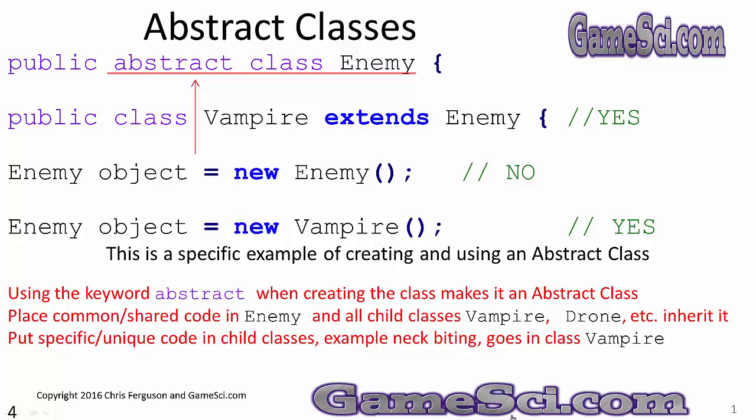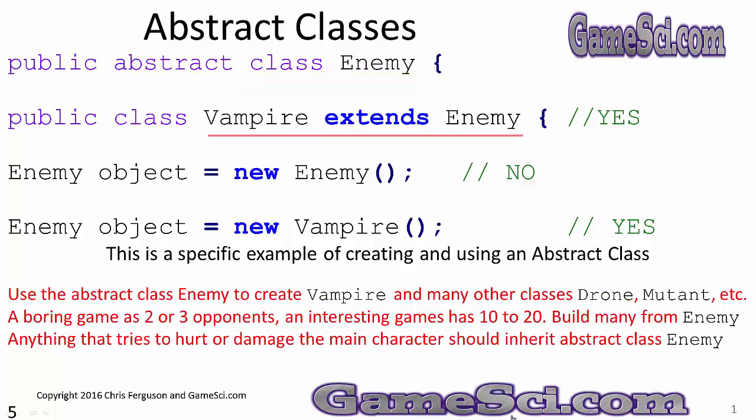Now we know from inheritance we should place the common or shared code in Enemy, and then all the child classes like Vampire, Drone, etc. inherit from it. We also know from inheritance that we should put specific or unique code in child classes. Examples like neck biting goes in the class Vampire because that's what a vampire does. Let's create an abstract class Enemy to be parent class to every enemy object we plan to build.